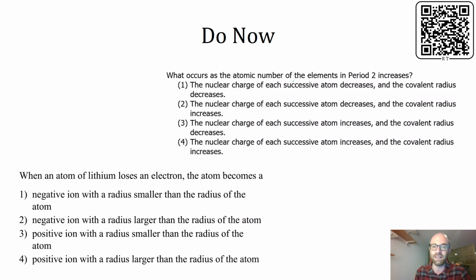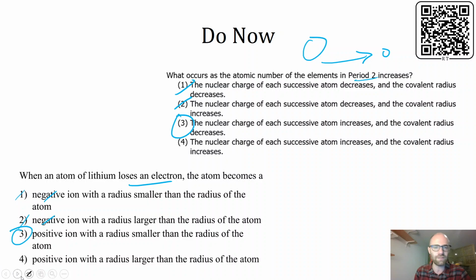What occurs as the atomic number of period 2 increases? So we're going from left to right. Nuclear charge decreases. Nope, that's not true. Nuclear charge increases. And the covalent radius, also known as the atomic radius, decreases. Yep, small atoms over here, larger atoms over here. When an atom of lithium loses electrons, we're going to become a positive ion. And when that happens, the radius gets smaller.